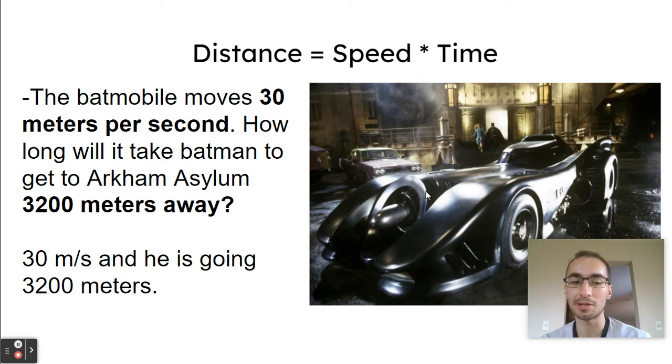Hint, I highlighted the important information. The speed is 30 meters per second. He's going through 3,200 meters. So what's the time going to be? Your final answer will be in seconds.